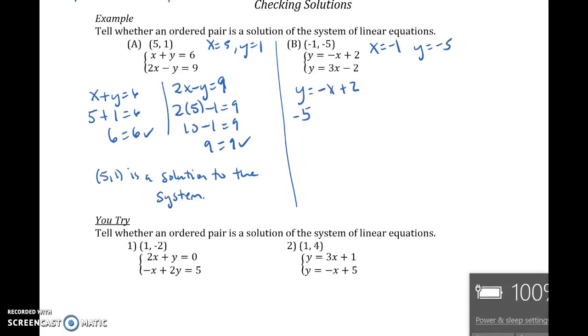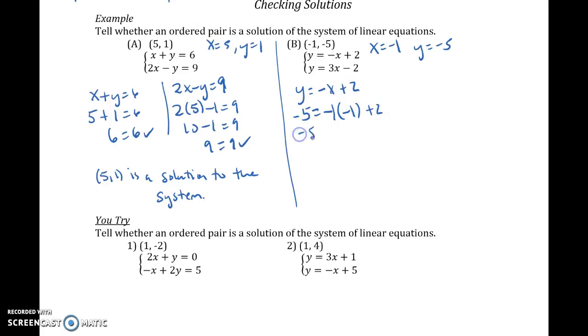So I'm going to plug in -5 for y. This is a negative x, so I want to make sure I have the negative on the outside. You can even make that a -1 if you want. And then plug in -1 for x, and then we're going to get -5 equals 1 plus 2, and wait, something's not adding up. This is not true.